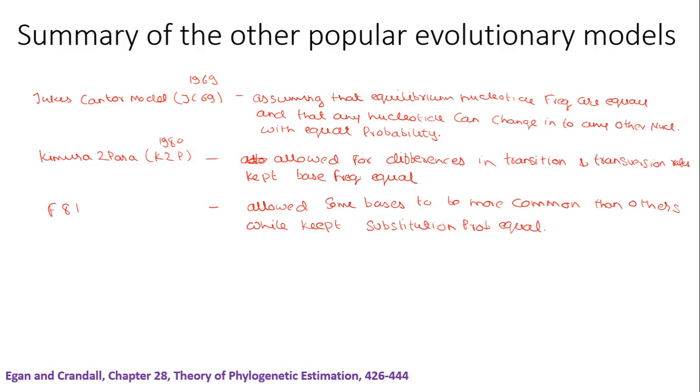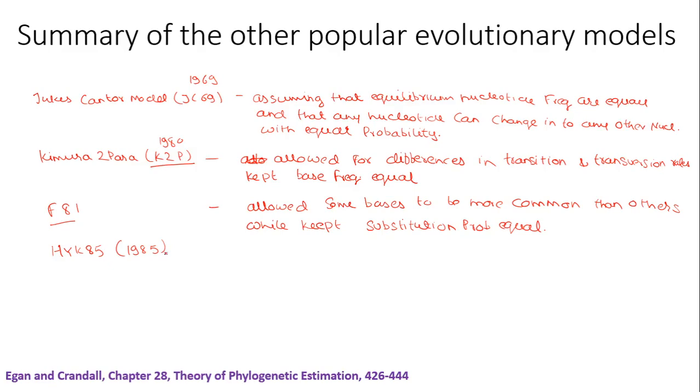Later on, in 1985, another model was proposed called HKY85. Hasegawa, Kishino and Yano proposed this model in 1985, which combined features from the F81 as well as the K2P model. They additionally considered this transition and transversion bias.